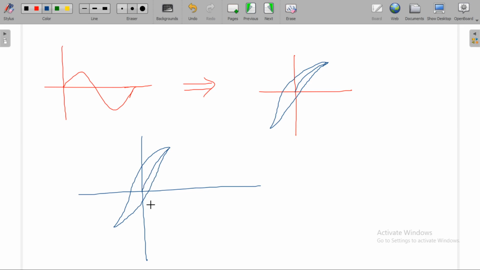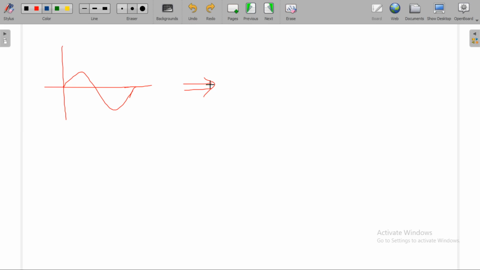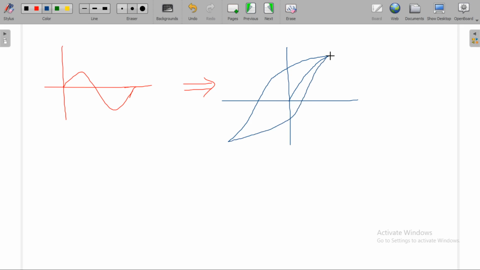The thickness of this loop depends upon the material. If a magnetic material is subjected to one cycle of magnetization, you're going to get one hysteresis loop like this.